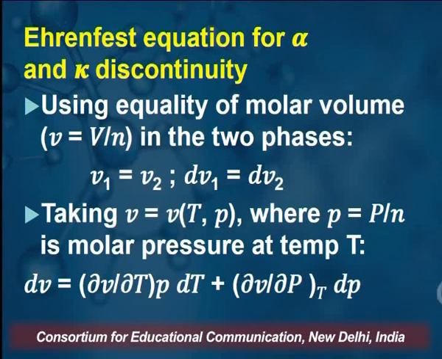Now let us derive the second Ehrenfest equation, which represents the discontinuity between alpha and kappa. Using equality of molar volume, small v is equal to V by N in the two phases, we get, because V1 is equal to V2, therefore it follows that dV1 is equal to dV2. Taking v as a function of temperature and pressure, where p is equal to capital P by N is the molar pressure at temperature T, we get dV is equal to delta V by delta T at constant P into dT plus delta V by delta P at constant temperature into dP.